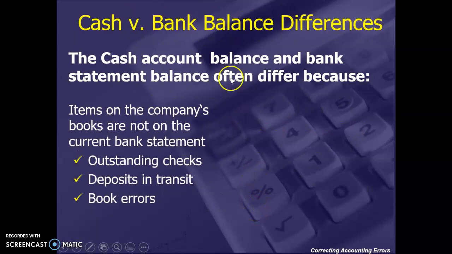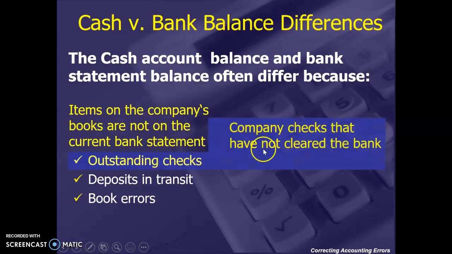So when we look at our cash T account and our bank, there's going to be things that are different. If you look at our books, there's some things that could be missing or things that are on the books but not on our bank statement. So these are things the bank does not know about. An outstanding check is one of those. An outstanding check is a company check that has not cleared the bank. So if you write checks the last day of the month, they have not cleared the bank yet. The bank doesn't know about them. They'd be considered outstanding checks.